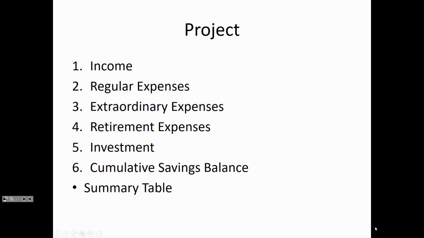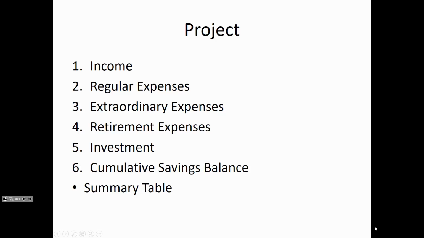So income isn't just about the starting salary, but it's also about thinking how it's going to grow over time. And in the handout I give you, I talk a lot about the role of cost of living adjustments and how that will change the income.